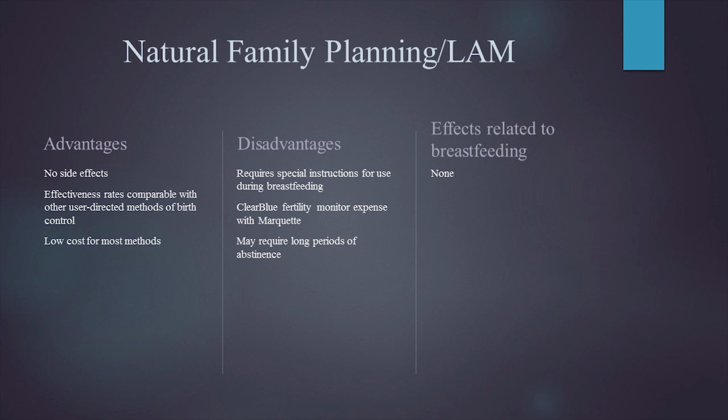So the advantages of natural family planning and lactational amenorrhea are, one, there's no hormonal side effect or medication side effect because you are not putting a medication or a substance in your body. The effectiveness rates are comparable with other methods of birth control, not necessarily superior, but comparable. And they are low cost for both of those methods, unless you're using some sort of fertility monitor. That may be a cost to you, but certainly not compared to other forms of hormonal birth control.